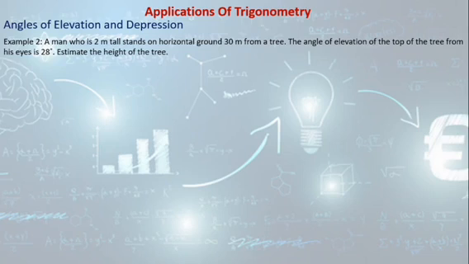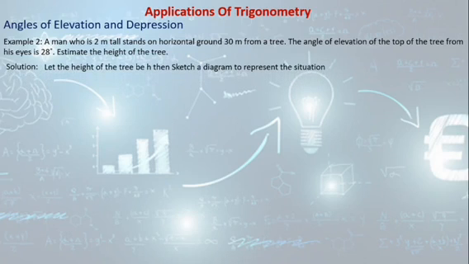We're going to draw it 2 meters above the ground, because the man is seen with his eyes, and that is 2 meters above the ground. Okay, so our solution, we will let the height of the tree be h, and then we'll try to sketch the section. And this is what it looks like.